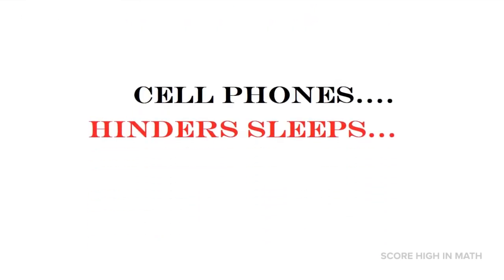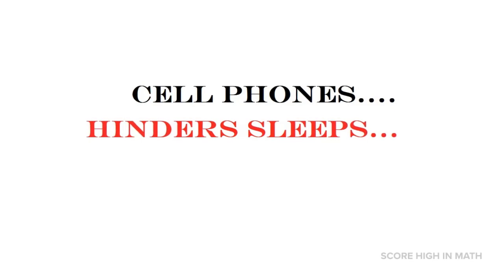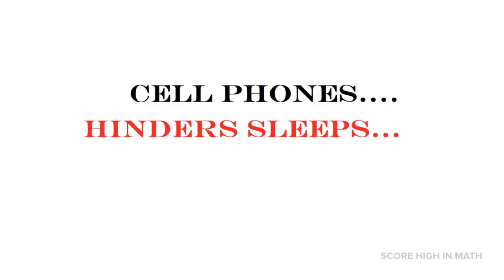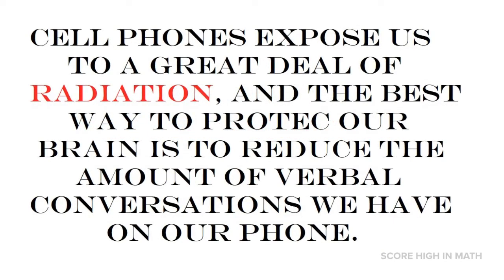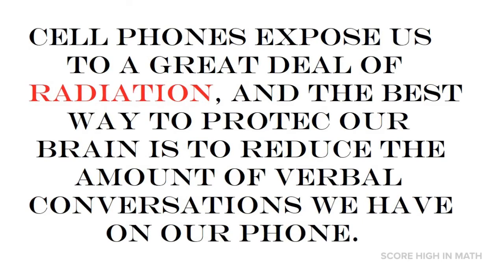Now guys, let us continue our discussion regarding mobile phones. Do you know that it also hinders sleep? The blue light emitted by screens on cell phones restrains the production of melatonin. This melatonin is the hormone that controls your sleep. Reducing the melatonin makes it harder to fall and stay asleep. So guys, the best way to protect our brain is to reduce the amount of verbal communications we have on our phone.